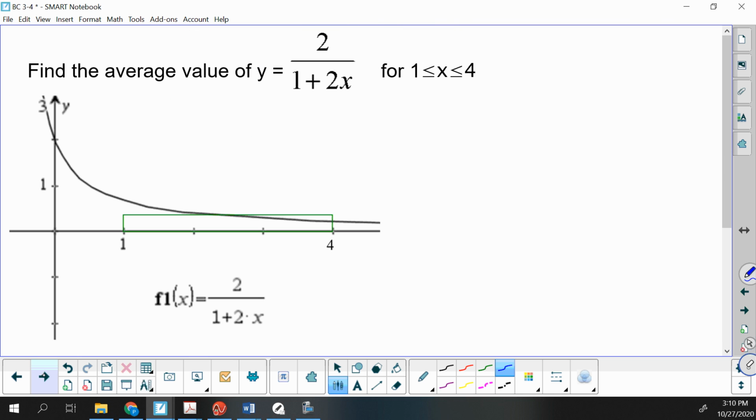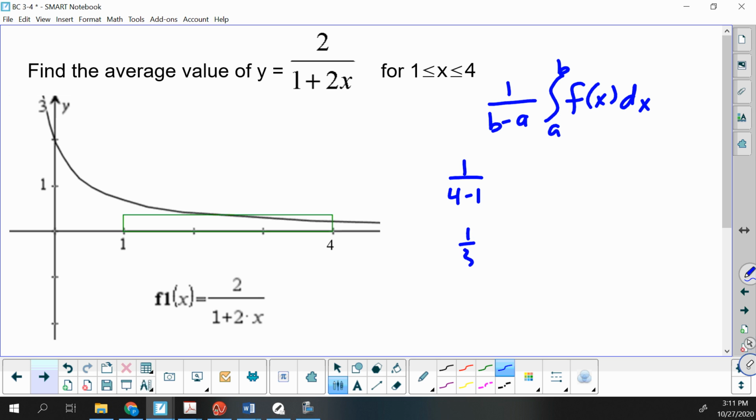All right, one last one for this video. We want to find the average value of this function on the interval 1 to 4. When you do average value, we always do 1 over b minus a, and then the integral of our function. So when we do 1 over 4 minus 1, we'll get 1/3. We're doing the integral from 1 to 4, and we have 2 over 1 plus 2x dx.